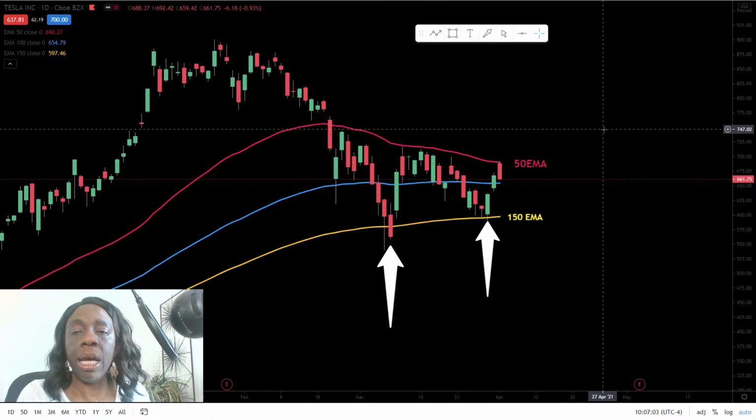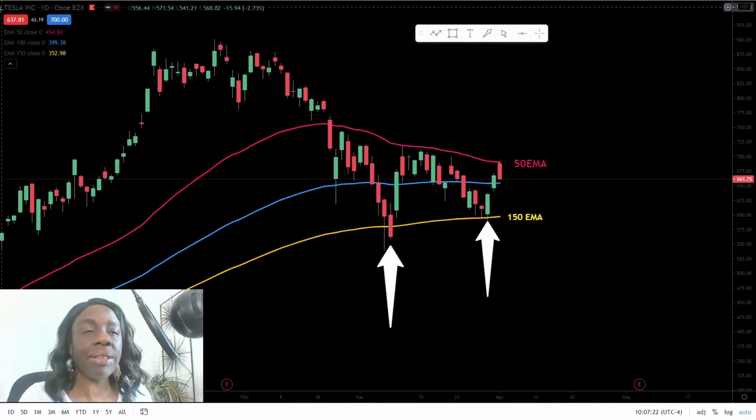And I want to explain why I traded Tesla, and I hope it can help you, yeah, Southeast England, I hope it can help you in your trading journey. Now, looking at Tesla, this is a daily chart.